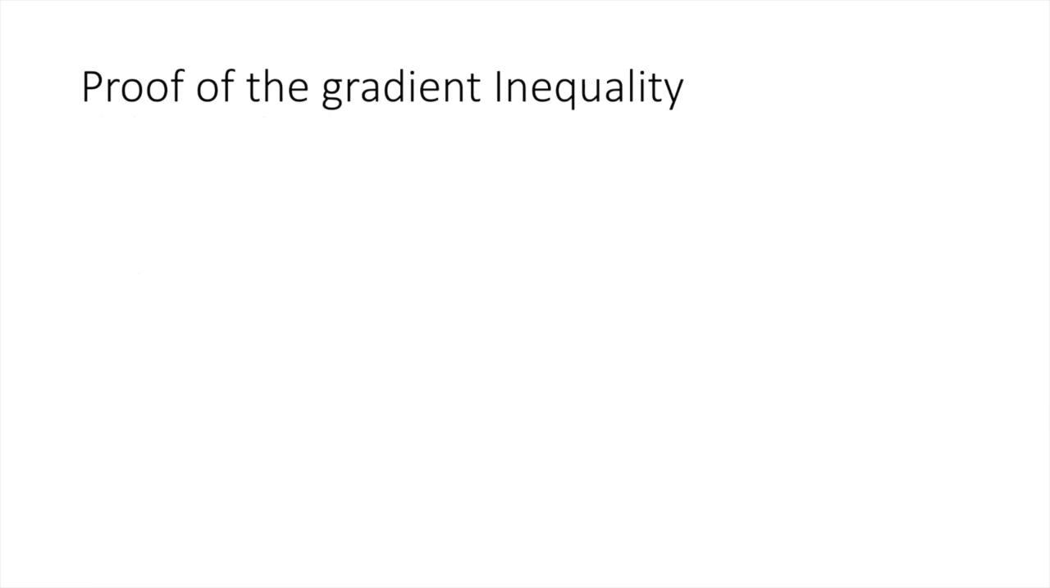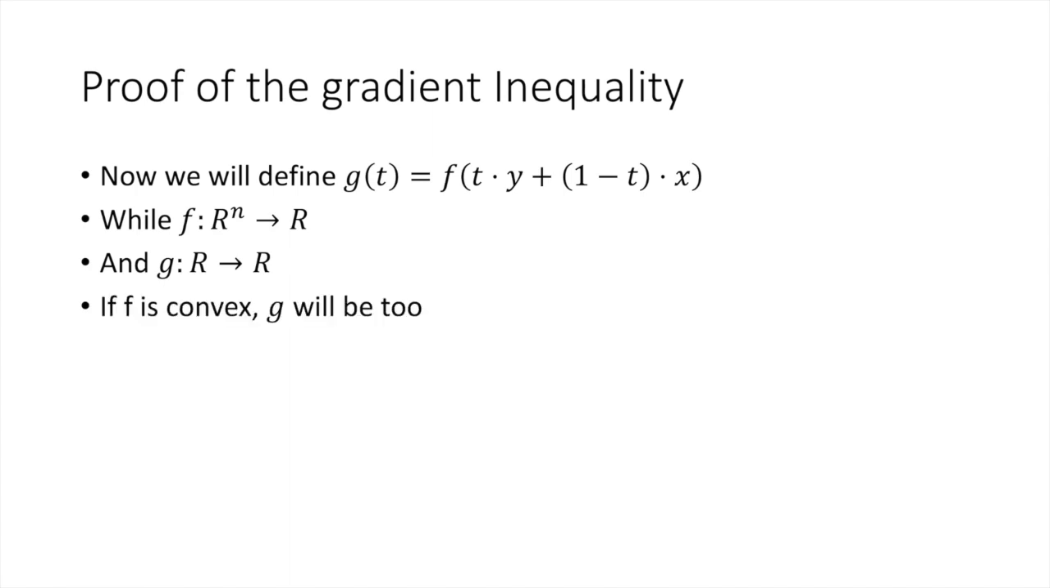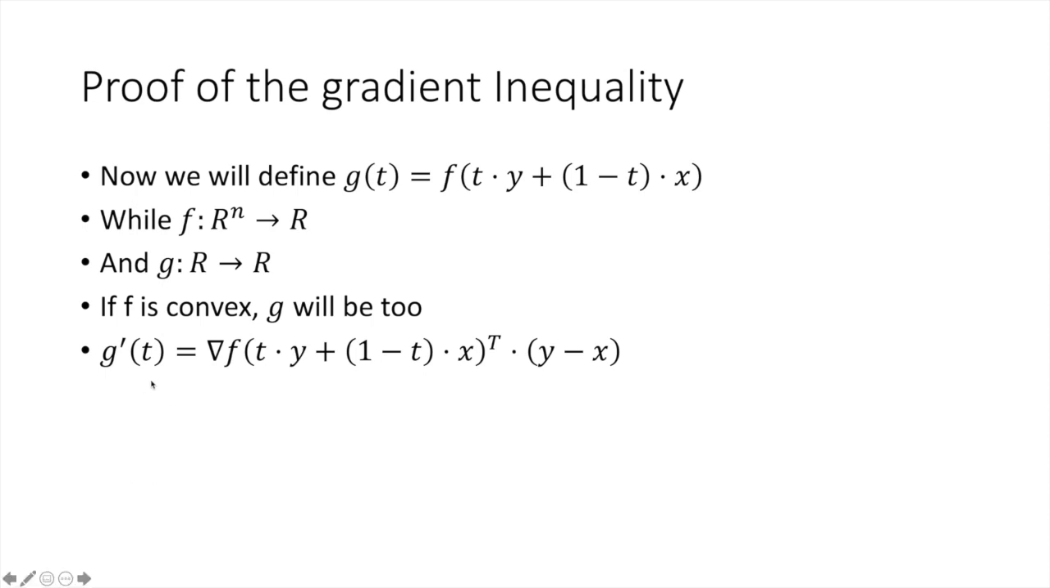Now let's define the function g. While f is a function from R^n to R, g will be a function from R to R. And because f is convex, g is also convex, because g gets the values across f on the line connecting x and y. Using the chain rule of derivatives, we know that the derivative of g at point x is as follows. And so, using what we have shown in the last slide about one-dimensional convex functions, we know that g of 1 is larger or equal to g of 0 plus the derivative g prime at 0.